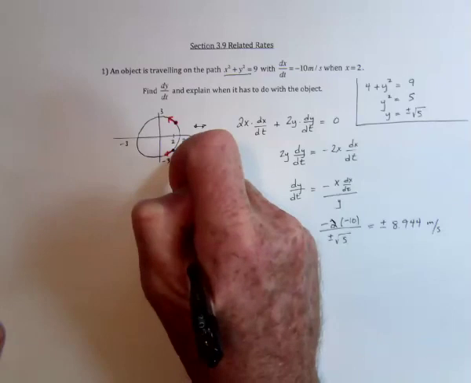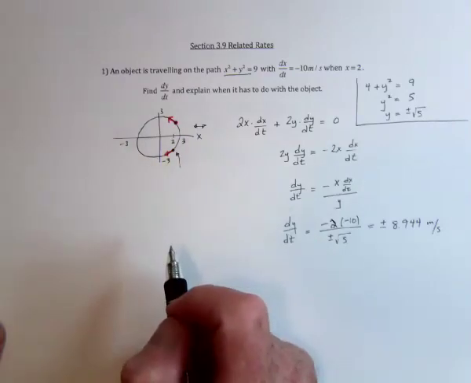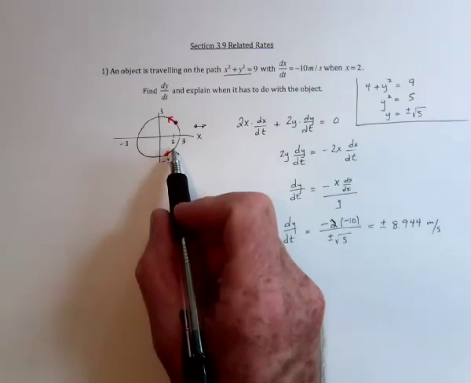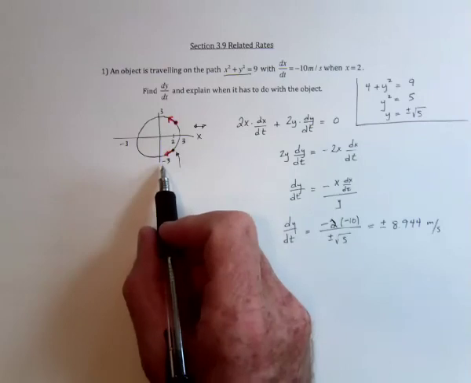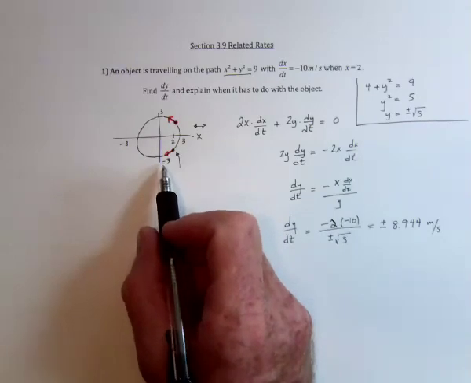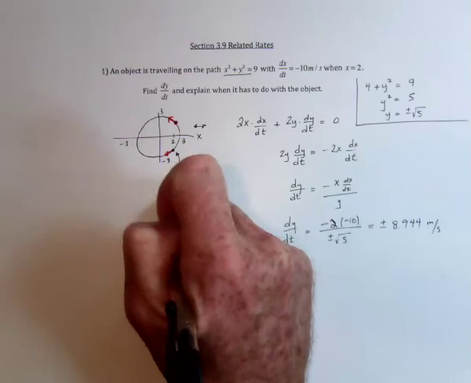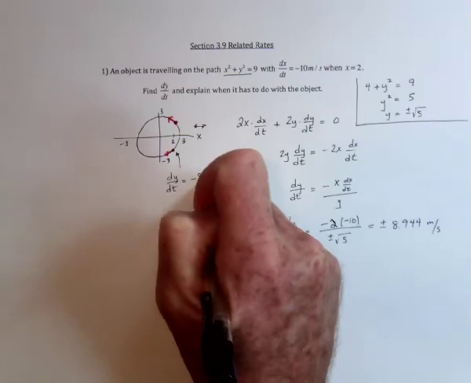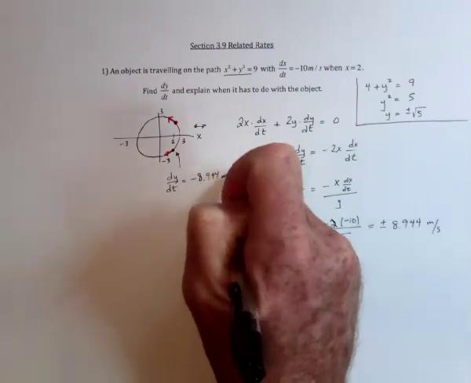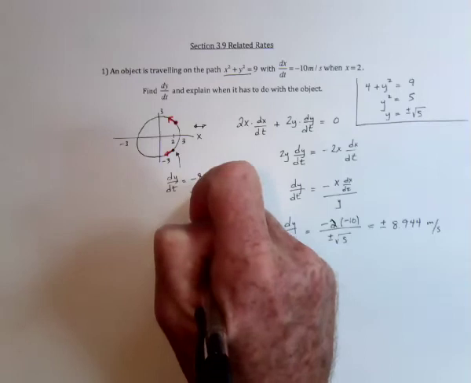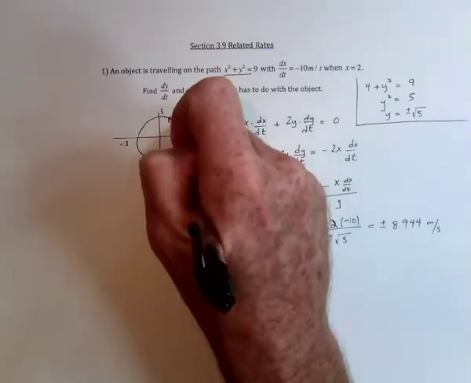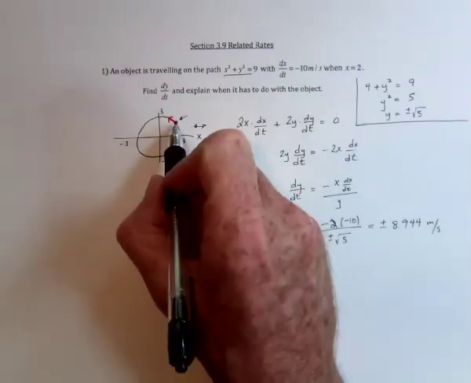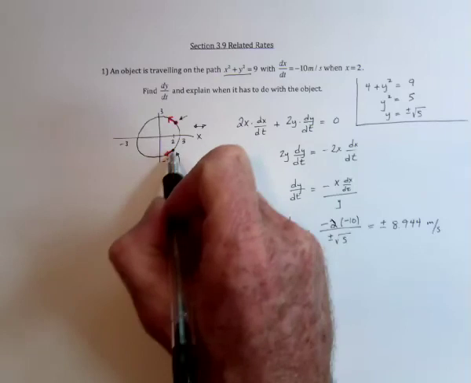So then the explanation is, if it were in this place, that would be that it's going, as far as dy dt, it's going down, and so dy dt would equal going down, so negative 8.944 meters per second. And then if it were this case, that would be that it's going up. So for this one, it's going up and to the left, and this one down and to the left.